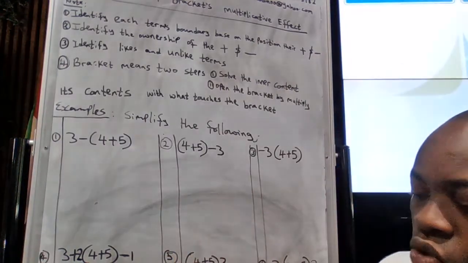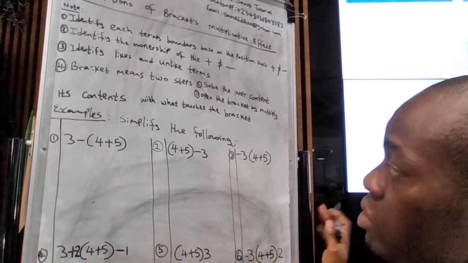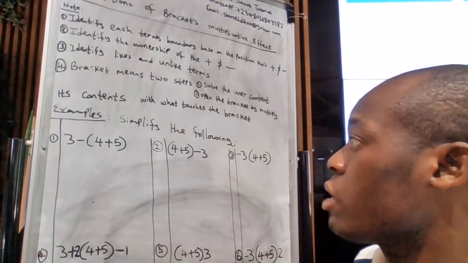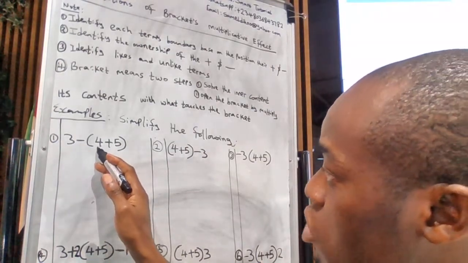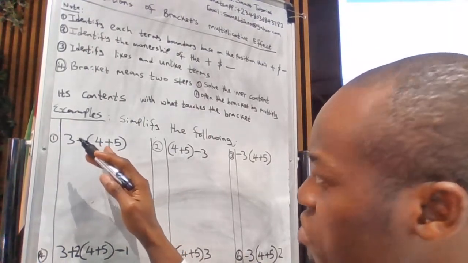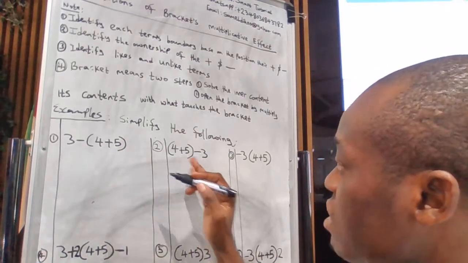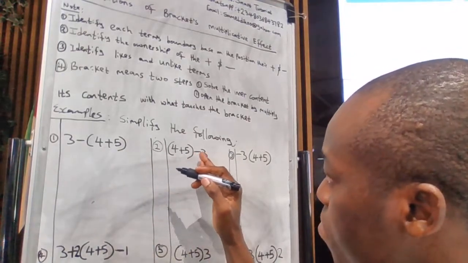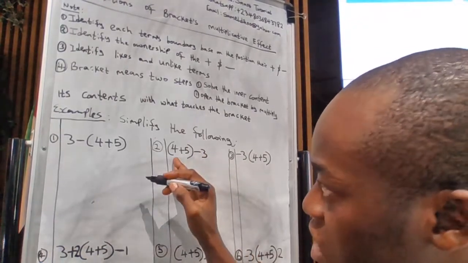So let's try to solve what we have as our examples. Let's look at example 1, 2, 3. This is the content of the bracket. That is, solve what is inside the bracket first. That is the first thing before you open the bracket. The same thing applies there. This is minus 3. This minus belongs to this 3. This minus does not belong to this bracket.